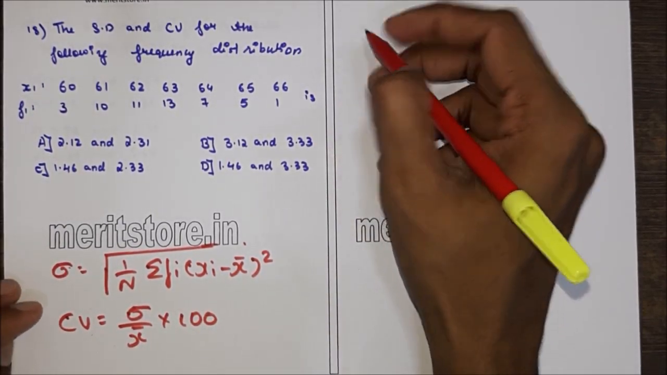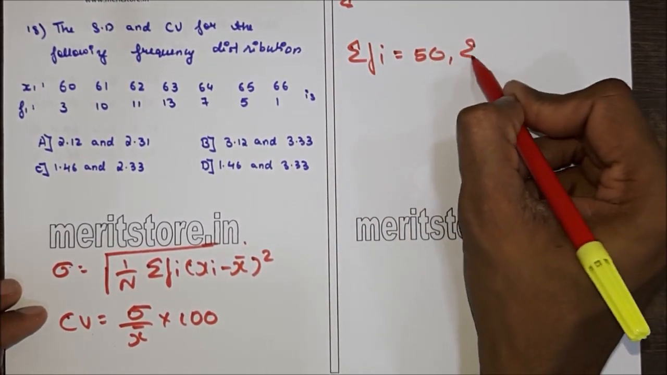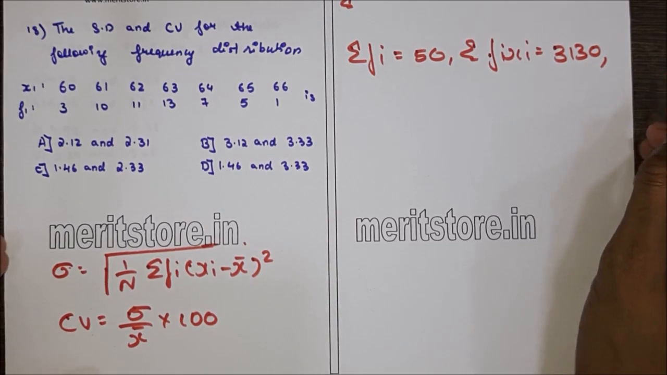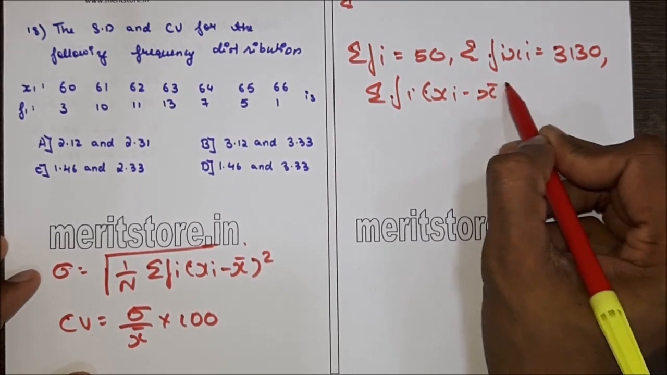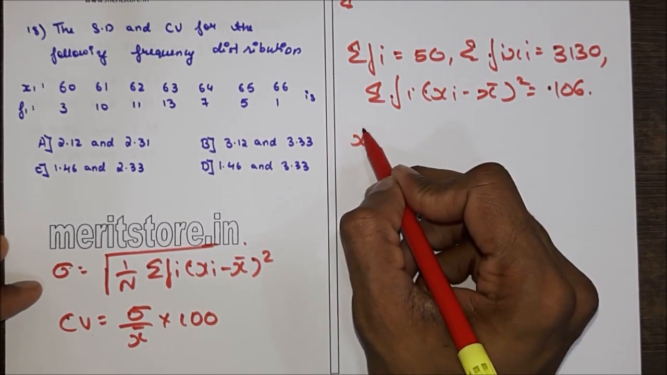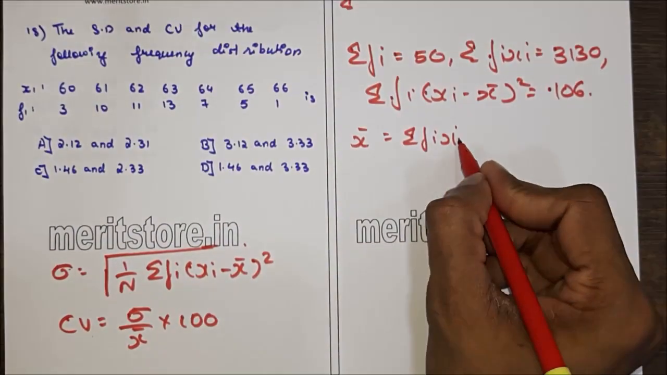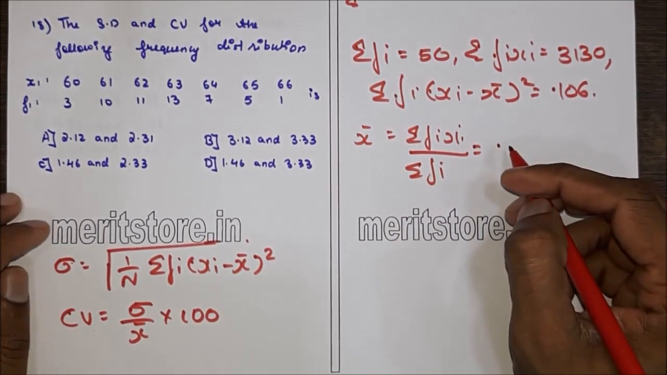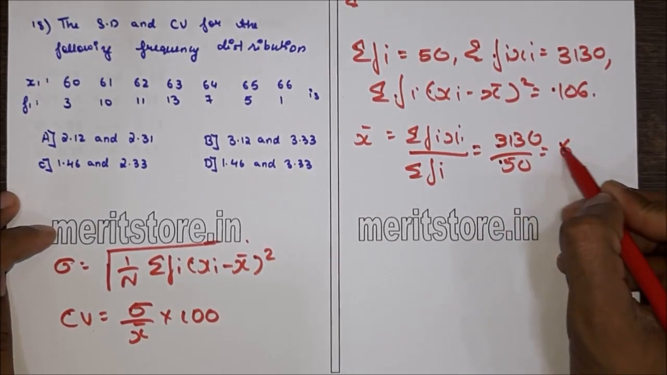If we solve this, we find summation of Fi is equal to 50, and summation of Fi xi is equal to 3130. So we have summation of Fi (xi minus x bar) the whole square, which is equal to 106. So x bar is equal to summation of Fi xi upon summation of Fi. We substitute the value, we have 3130 upon 50, which is equal to 62.6.